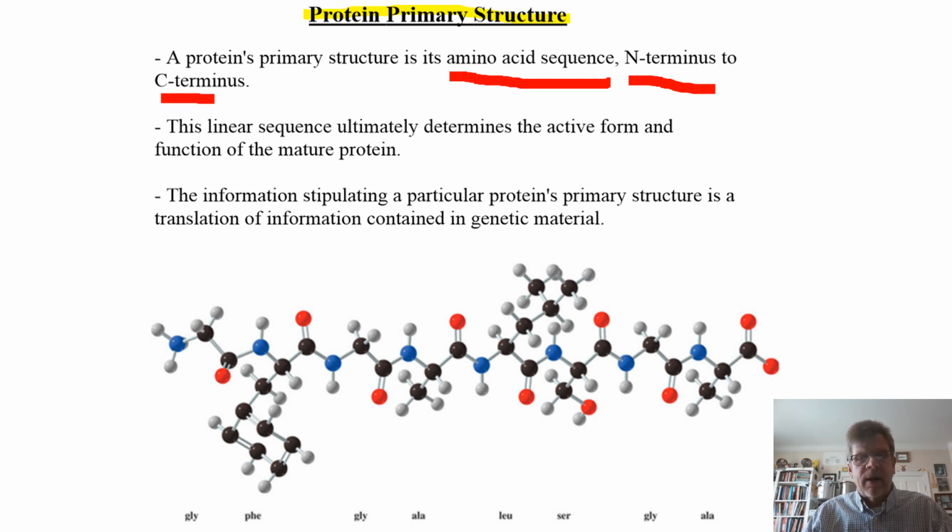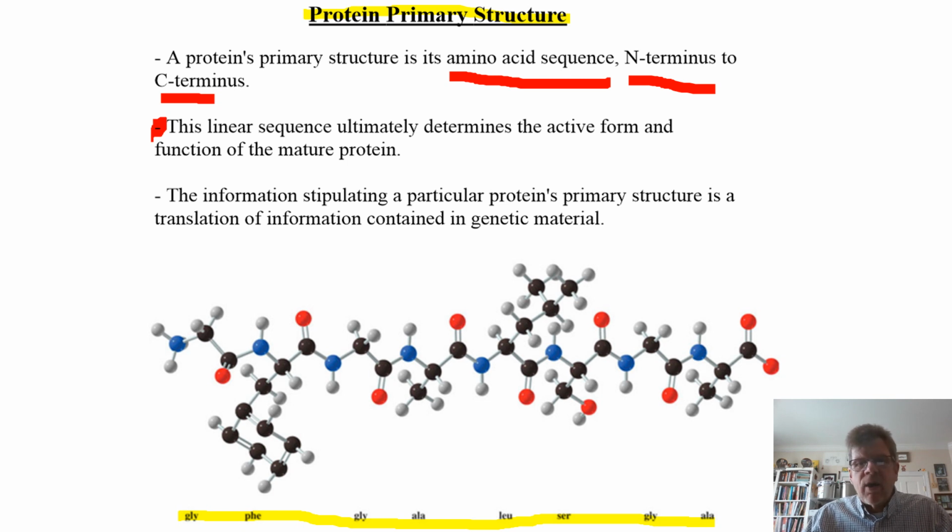That has meaning. Now, if you look down the bottom of the slide here, we have the 3-letter abbreviations of the amino acids in this small peptide right here. This is 8 amino acids long: glycine, phenylalanine, glycine, alanine, leucine, serine, glycine, alanine. Or given by their 3-letter abbreviations. That sequence has meaning because, if you look at this second bullet point here, this particular linear sequence ultimately determines the active form and function of the protein once it's built.